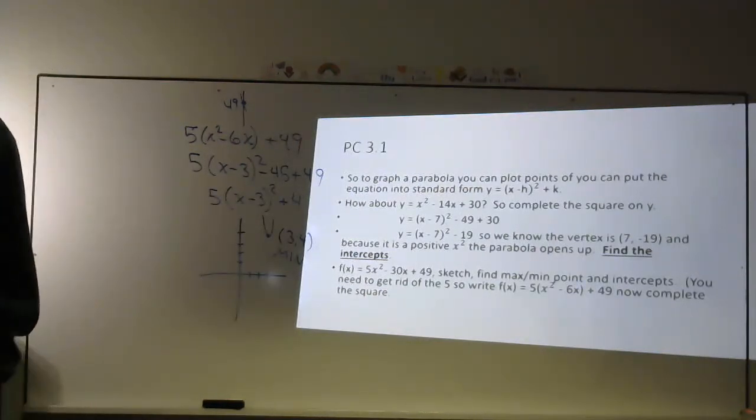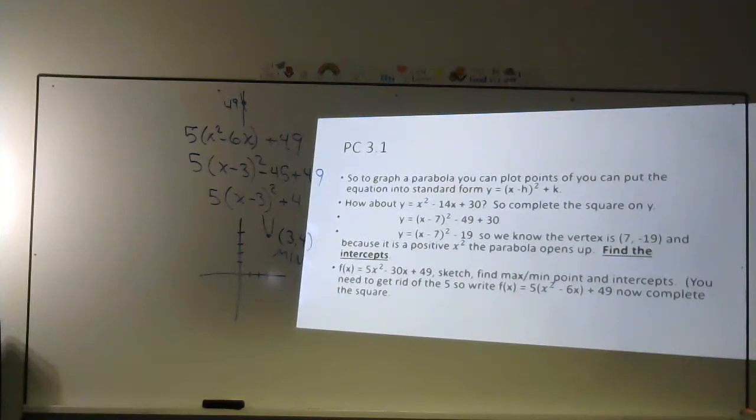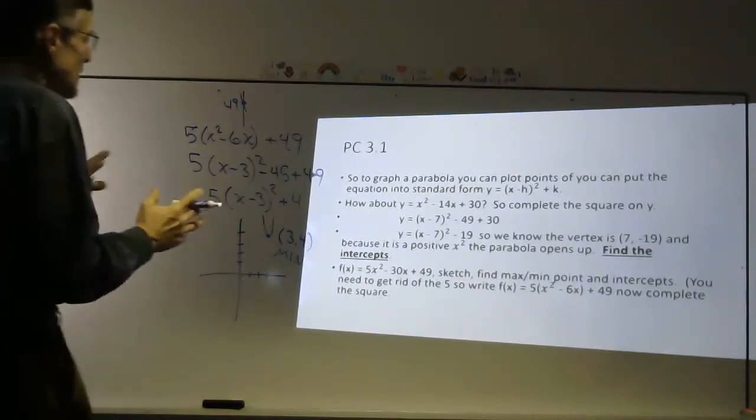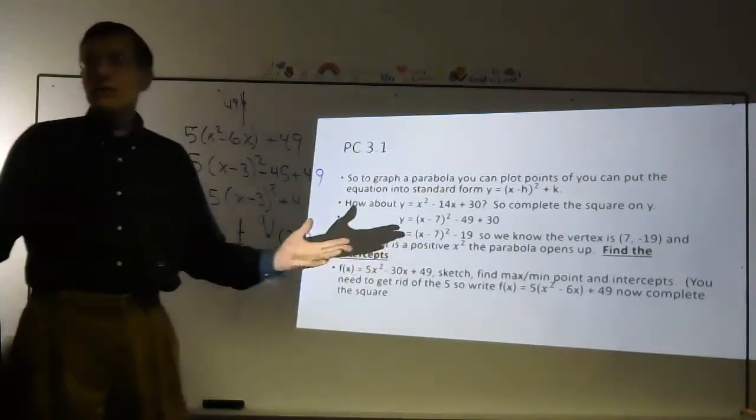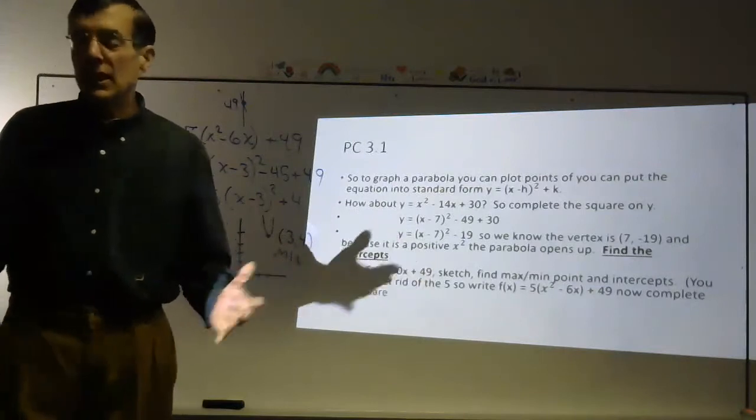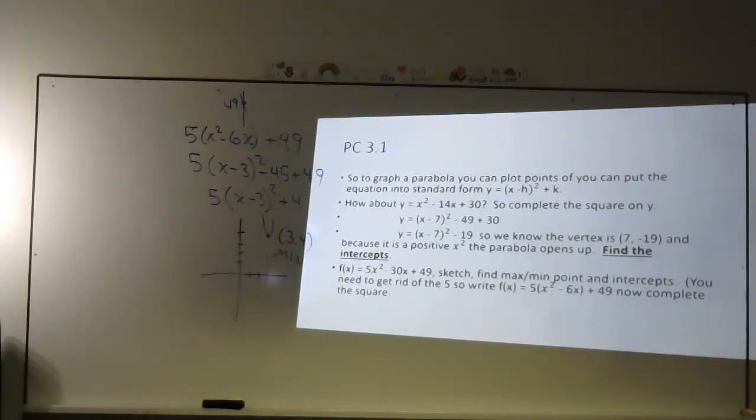Everyone with me? That's completing the square so you can quickly draw the parabola. If you don't like that method, you can always plot points. Make an XY table and plot points. Okay? I always thought plotting points was kind of a pain in the neck.